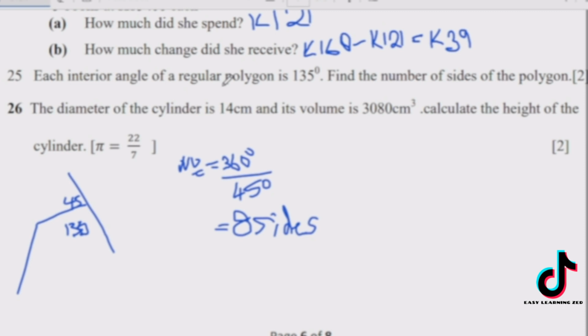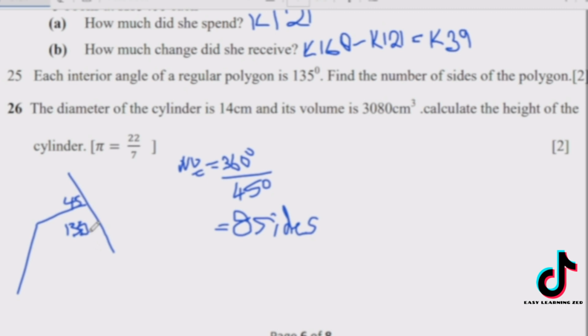Okay, so basically what we have done is we have gotten this one. You should just know it in your head that the total sum of exterior angles of any polygon is 360 degrees. Then you divide the total sum by the size of the exterior angle, which we found is 45 degrees. That is what we found.